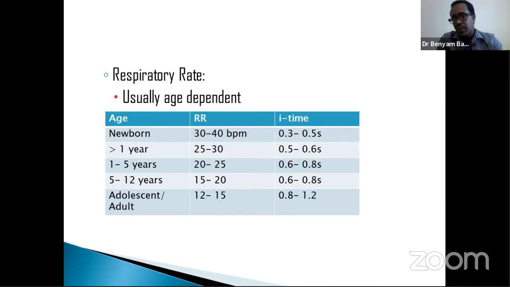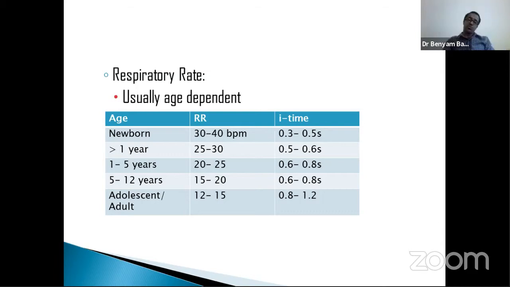So the respiratory rate is also commonly set, other than the PEEP and the pressure, looking at the tidal volume. Usually respiratory rate is age dependent. Depending on the age, you may have a higher respiratory rate for pediatric age groups, and a lower respiratory rate should be set for adults.